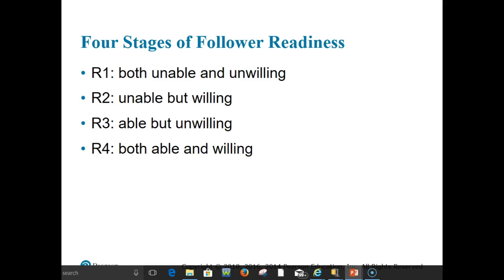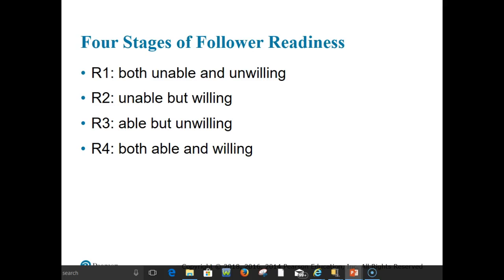R2, people are unable but willing to do the necessary job tasks. Followers are motivated but lack the appropriate skills. You see this sometimes with new employees. They're very eager. However, they just don't have the skills or maybe the knowledge.